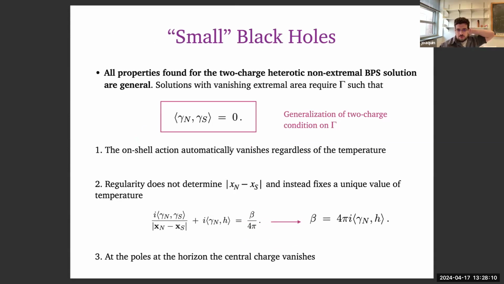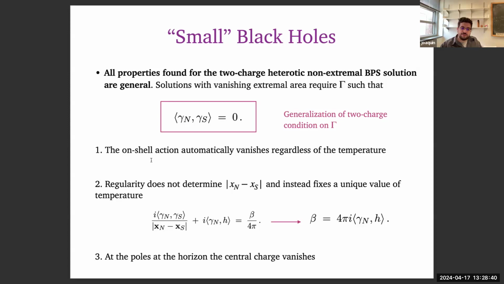Okay, so the small black hole is a black hole which will have zero area at extremality. That means that this intersection product would be zero. And this is the generalization of this. Well, any black hole in n equals 2 supergravity that satisfies this will be a small black hole, meaning that it will have zero area at extremality. And what we can show using these formulas is that any black hole that satisfies this will have all the same three problems that I found for the black hole of Sen.